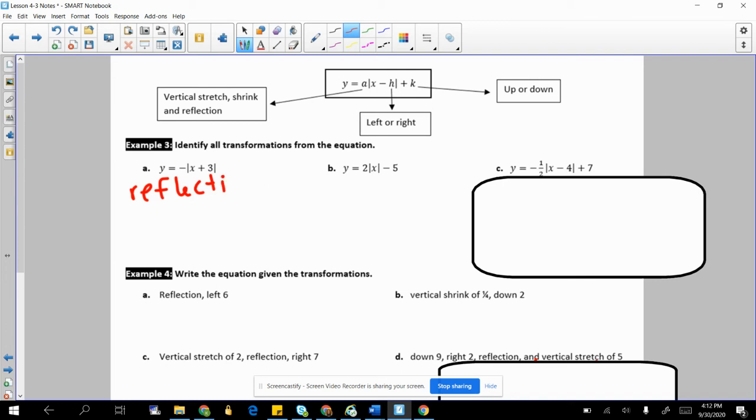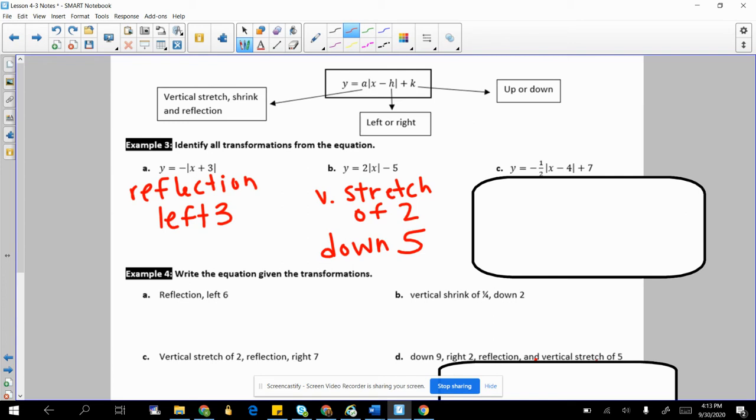And that +3, if you remember back from yesterday, +3 is actually going to move your graph to the left 3. Kind of the opposite way of thinking. Okay? In part B, the 2 out front tells me vertical stretch of 2. And that -5 tells me down 5.